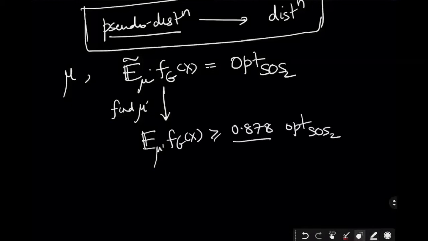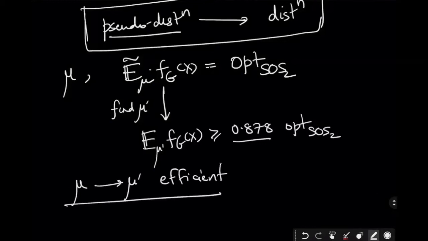Okay, and actually the theorem 2 doesn't say it, but this transformation from mu to mu prime is going to be efficient. So this mu to mu prime is going to be efficient. So in fact, it will give us an algorithm to approximate max cut.